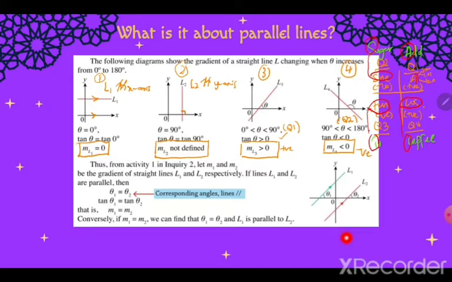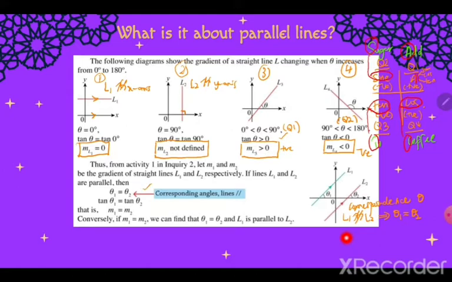If we look at this diagram, we have line 1 and line 2, in which both lines are parallel to each other. For line 1, we have angle theta 1 here, and for line 2, we have angle theta 2 here. You have learned lines and angles in lower form. We have 3 types of angle: corresponding angle, alternate angle, and interior angle. This case is corresponding angle, which states that when line 1 is parallel to line 2, therefore theta 1 equals theta 2.